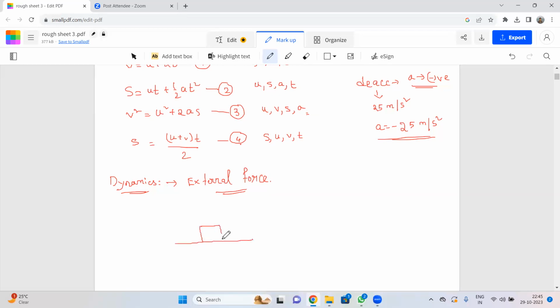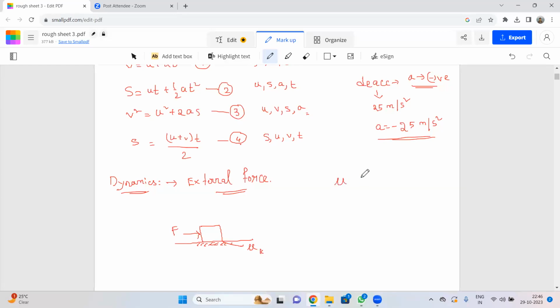Suppose we have one block like this, and we apply some force F from this side, and it is given that the surface and the block at that connection will have a coefficient of friction mu. It is given that the block is moving. If the block is moving, that means this coefficient of friction is going to be the kinetic coefficient of friction.